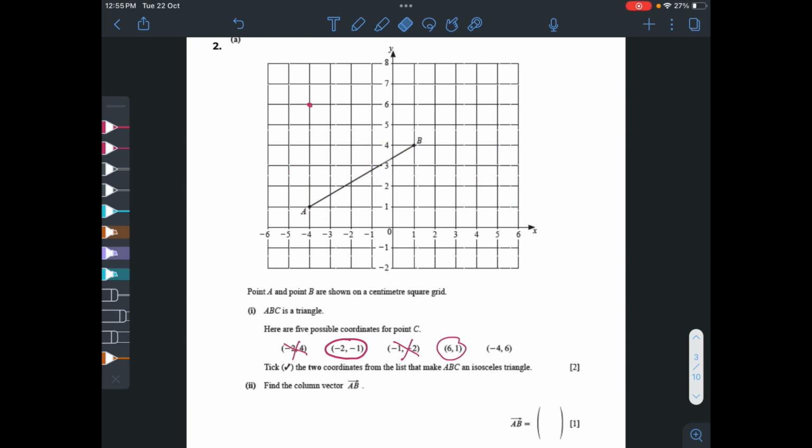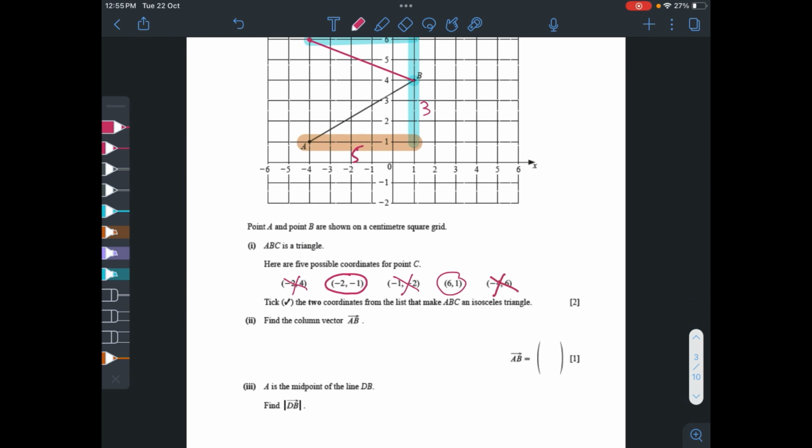The last point is when I stretch this line from B all the way to this point and call it C. Now if I count the vertical distance from B to A, this is 3 units, and this distance again is 5 units. From this point all the way to this point is 2 units, and then this is 5 units. So this does not make the same length of BC and AB. This is not one of our answers. The only answers are the second and the fourth point over here. Okay, now let's read the next question.